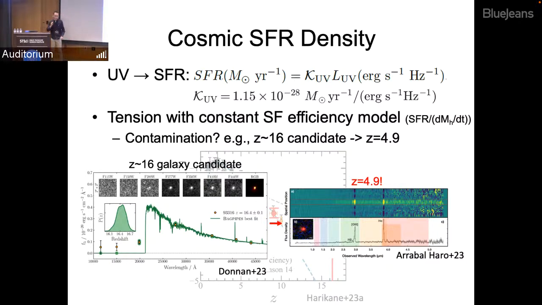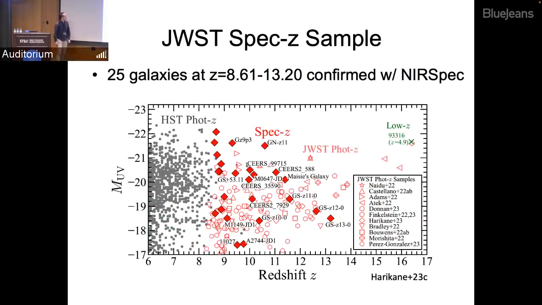So we definitely need a NIRSpec dataset to discuss whether the star formation rate density at high redshift is high or not. That's why we are now investigating the NIRSpec dataset. So far, there are a total of 25 galaxies spectroscopically confirmed at redshift beyond 8.5. This figure shows the UV magnitude as a function of redshift, and the red diamonds show the spectroscopically confirmed galaxies.